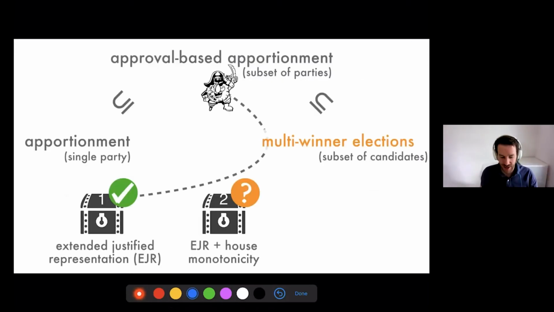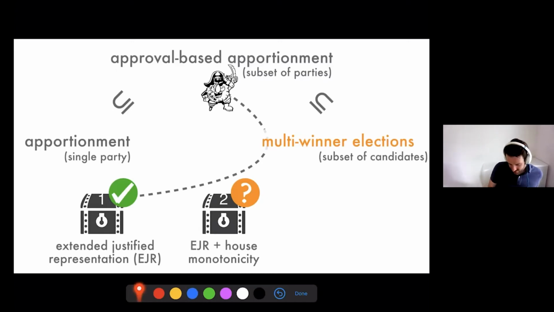So this is something we got for free. But of course, we also wanted to get some axiomatic results that are stronger than those in the more general setting, right? So why else would this subdomain be interesting?